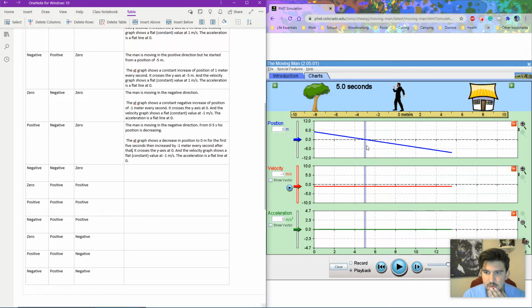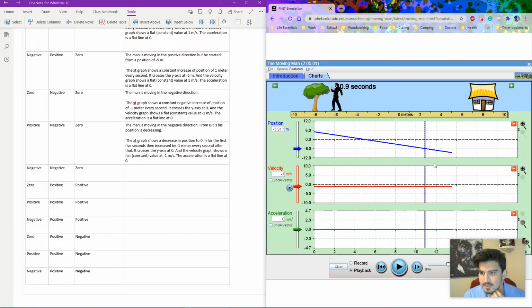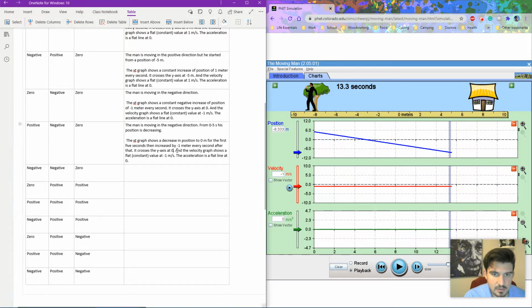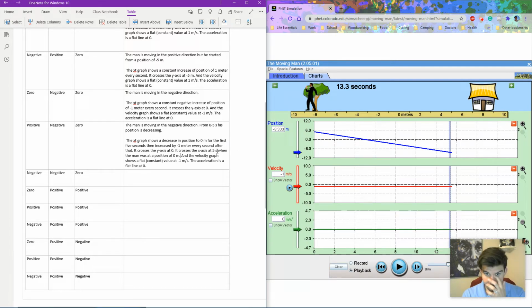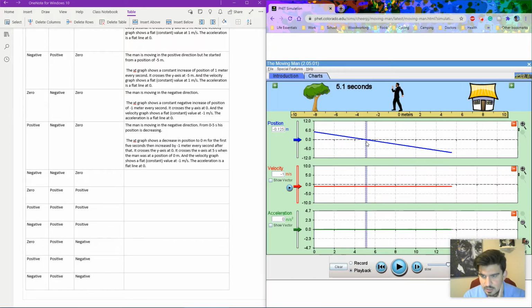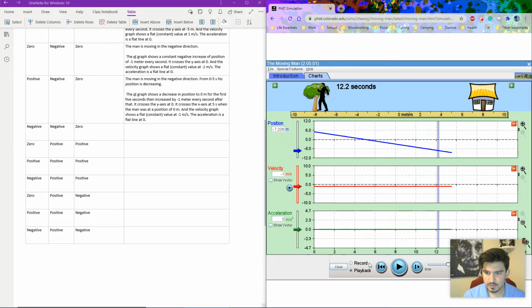Okay, so I say it decreases as he got closer to 0. It increases as he gets further from 0. We would just say he increased his position in the negative direction. We could say it crosses the y-axis at 0. We also would want to highlight it crosses the x-axis at 5 seconds when the man was at a position of 0 meters. The velocity graph shows a flat constant value at -1 meters per second. That hasn't changed, and the acceleration is a flat line at 0. Okay, so this is probably the most confusing part. We see this decrease in position as we get closer to 0, and then an increase in the negative direction after that. Okay, let's throw some acceleration into the mix.